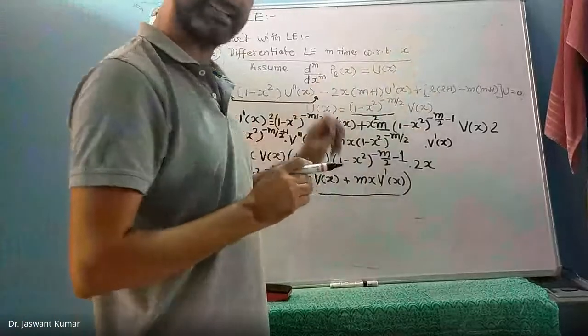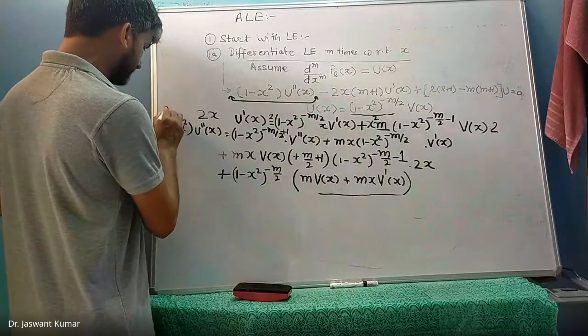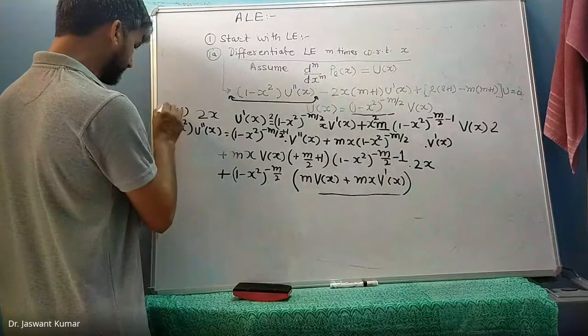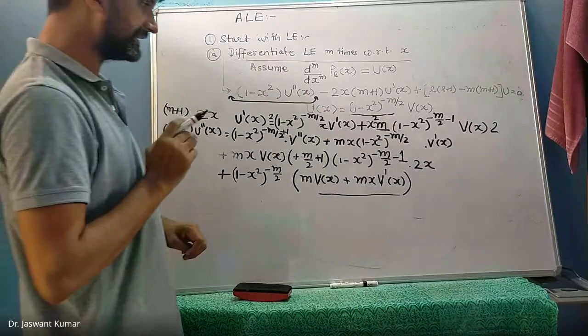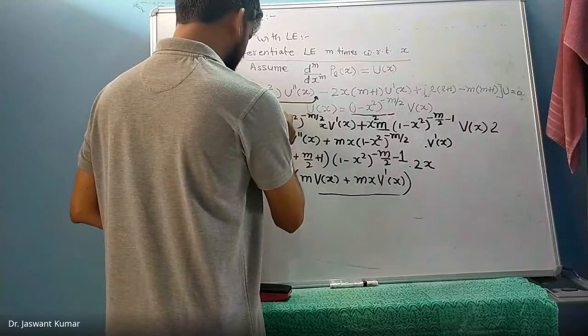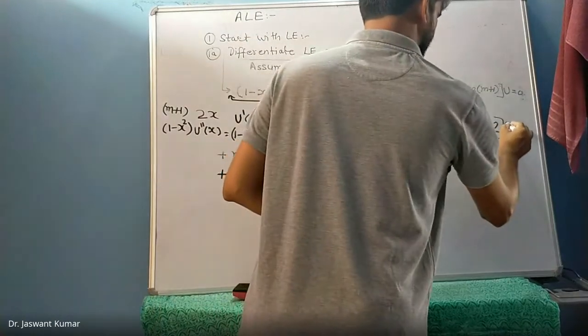The last factor that remains is m plus 1. So now we multiply it with m plus 1. If you multiply it with m plus 1, let us just write an overall multiplication factor which is m plus 1.